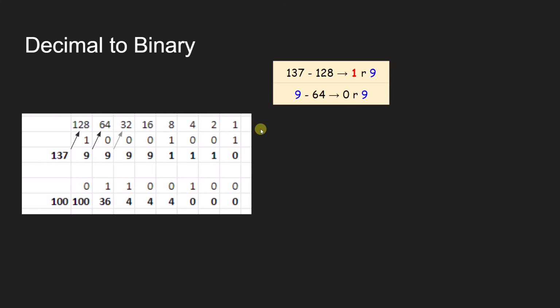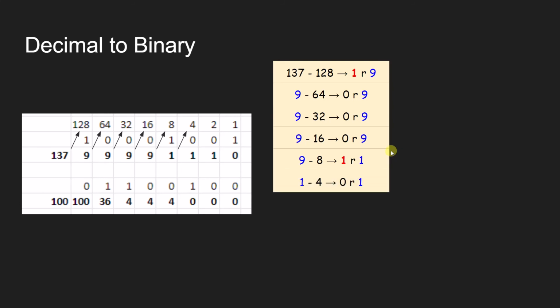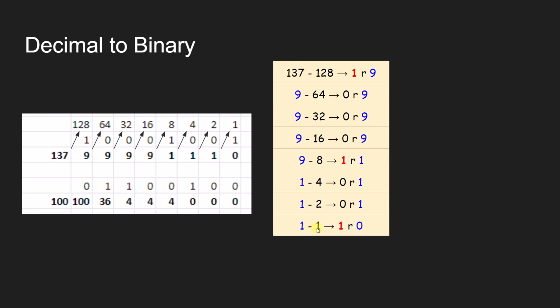So let's go through. 9 minus 32, no. So we've got 9 left over. 9 minus 16, no, we've got 9 left over. 9 minus 8, yes we can. So we've got a 1 in that column. And we've got 1 left over to be subtracted. So 1 minus 4, no. So we keep carrying forward the remainder. And we keep going until we get down to, have we got a 1 left? 1 minus 1, yes, with nothing left over.